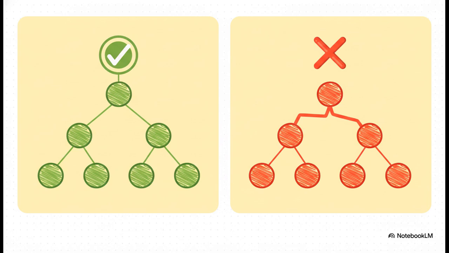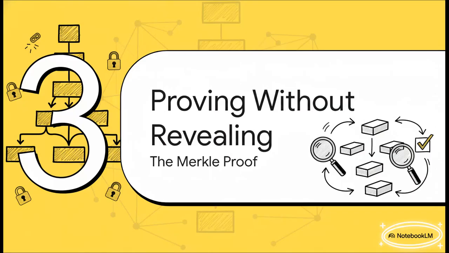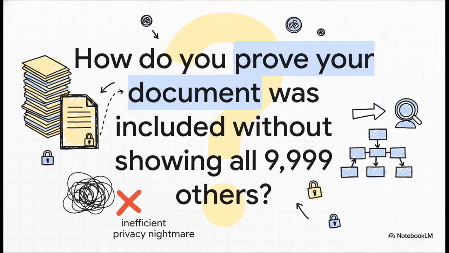There's no hiding it. Okay, so the tree is incredibly tamper-evident. That's its first superpower. But it has another one, and it's all about incredibly efficient verification. Let's see how that works. So here's the next puzzle. Let's say you need to prove to somebody that your specific contract was part of that original batch of 10,000.